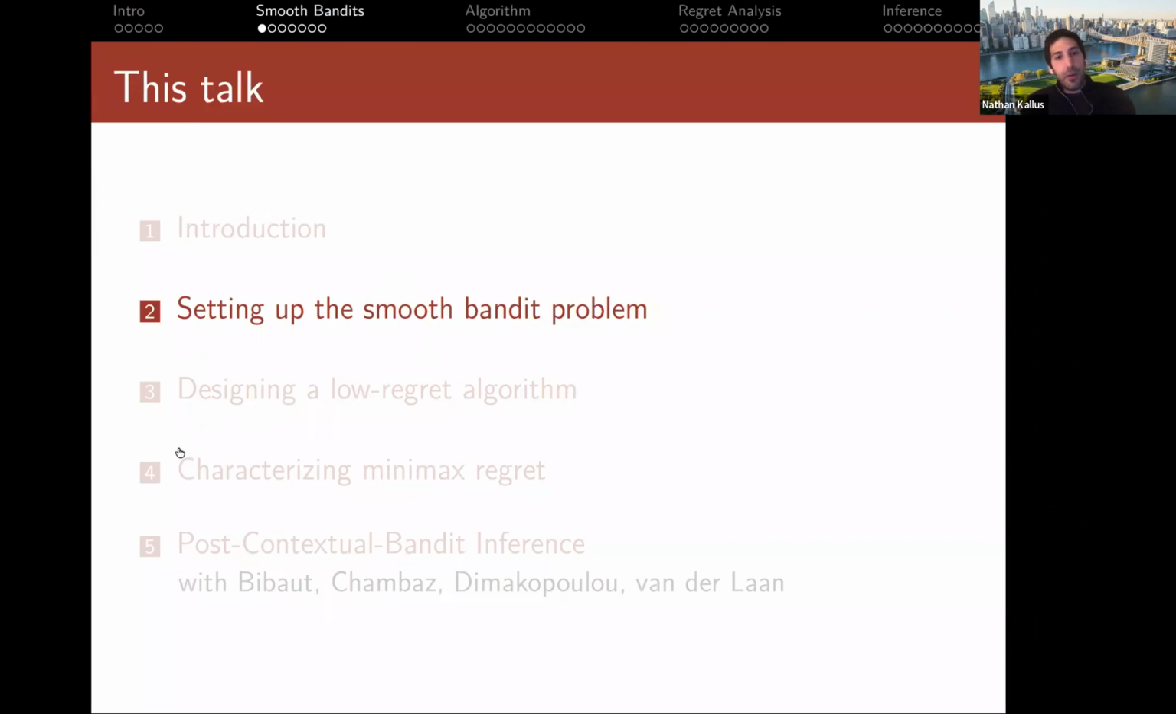And then I will talk about how we can bound the regret of this algorithm, and thereby we will characterize the minimax regret in the smooth bandit problem, and exactly be able to see how function complexity influences minimax regret. We're going to be able to see the whole spectrum. Time permitting, which it might not.